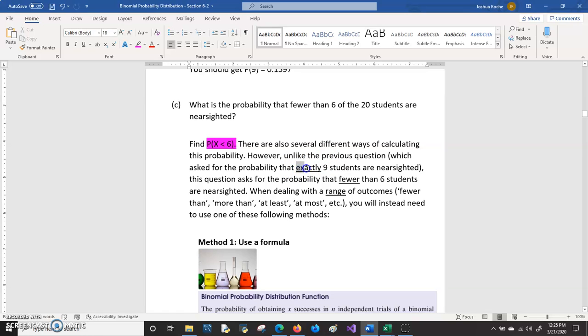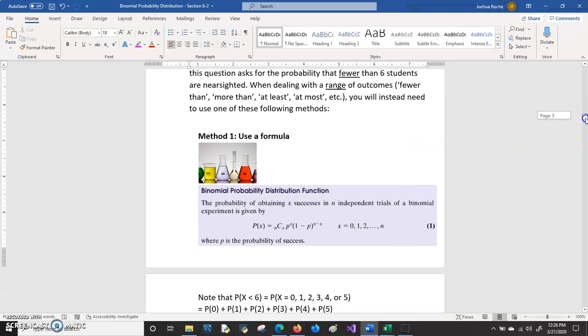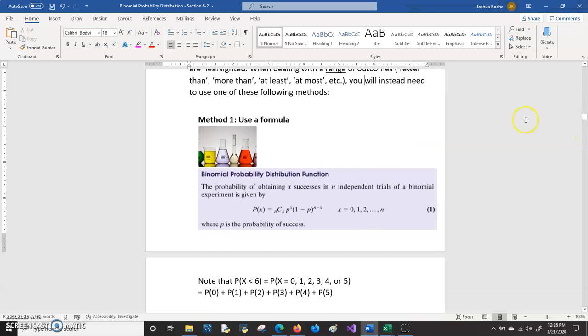In the last question, it asked for the probability that exactly 9 students are nearsighted. But this question is asking, what's the probability that fewer than, in this case 6, fewer than 6 students are nearsighted. When you're dealing with a range of outcomes, for example, if it says fewer than, more than, at least, at most, then you'll use these methods instead. They'll be slightly different. So you can still use a formula. It's the same formula.